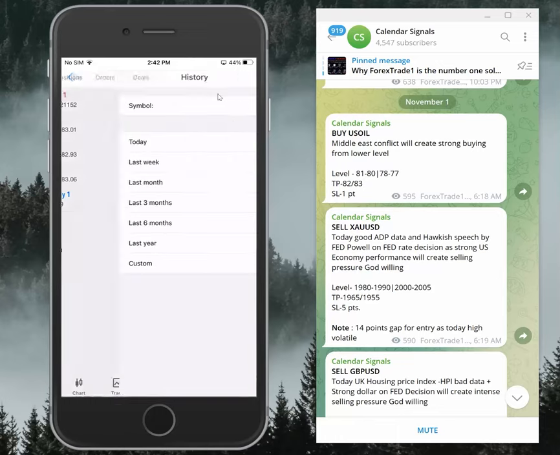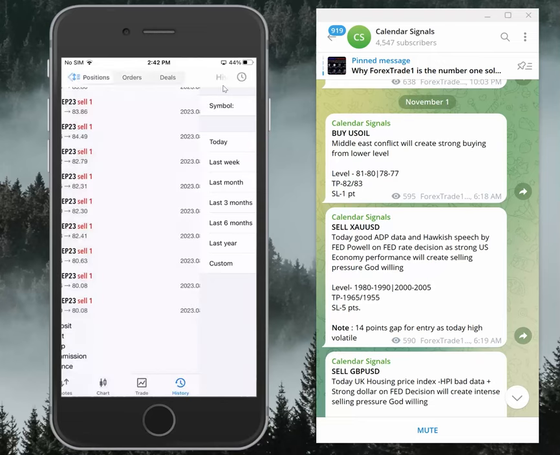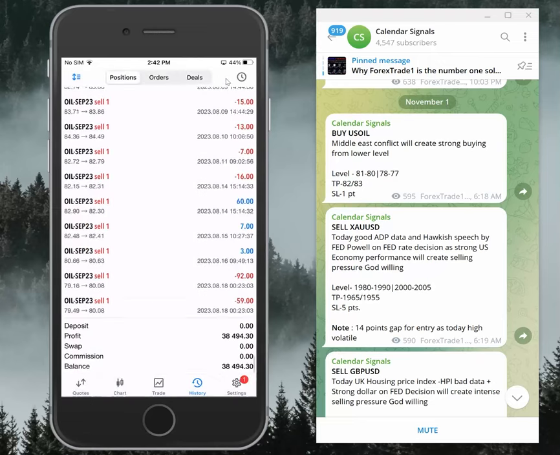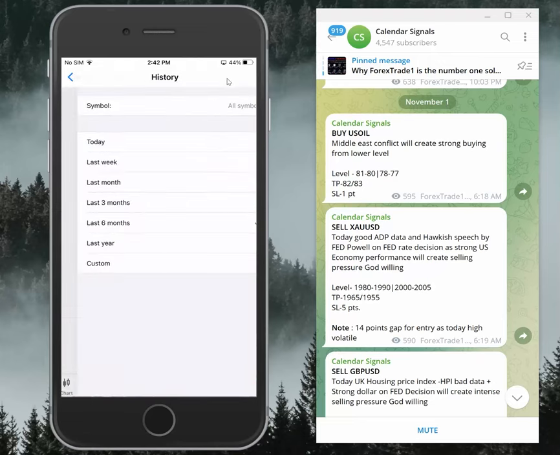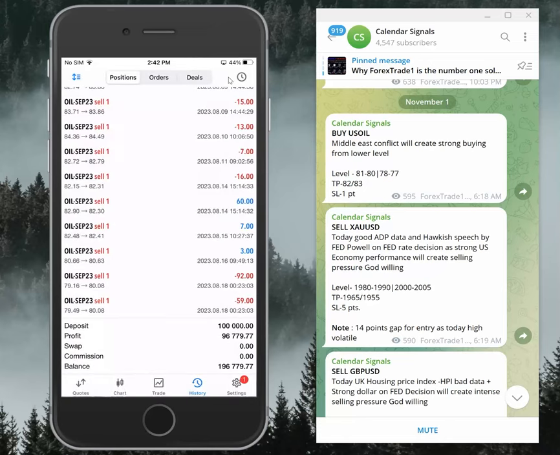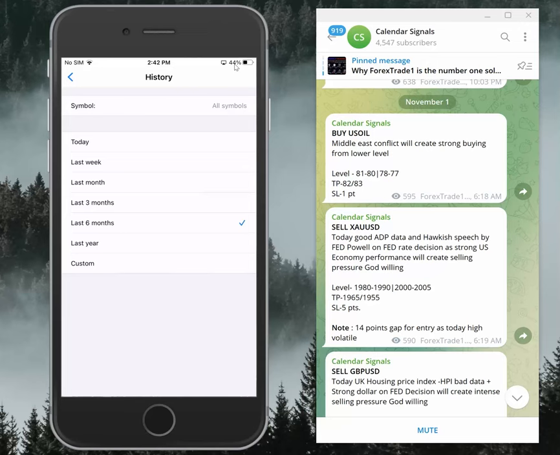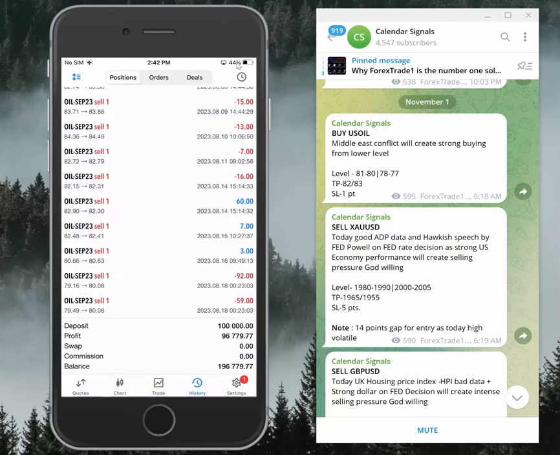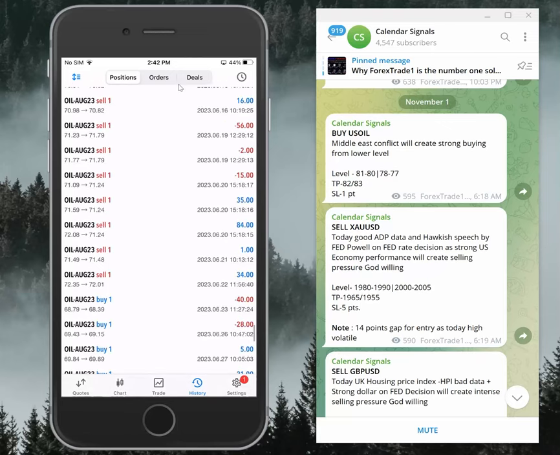And here is the overall performance of our calendar signal. Here you see $96,776 profit. If you select the last one, here you see $96,776 profit, total profit.